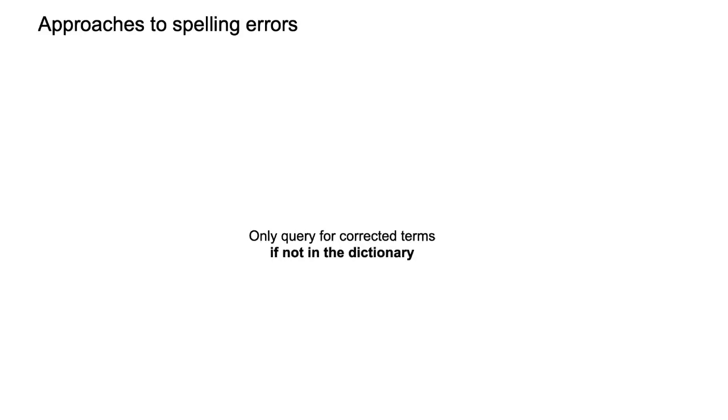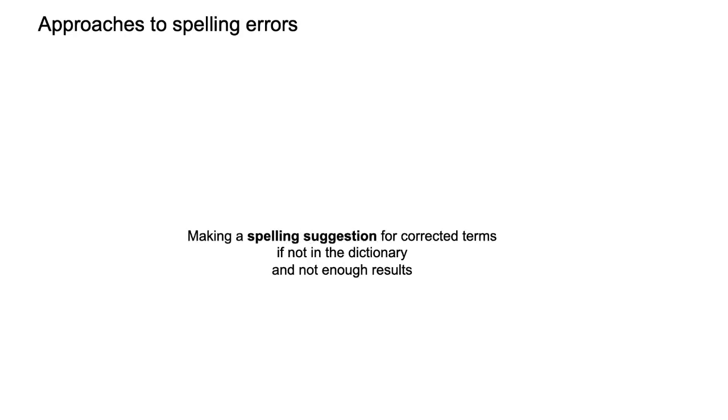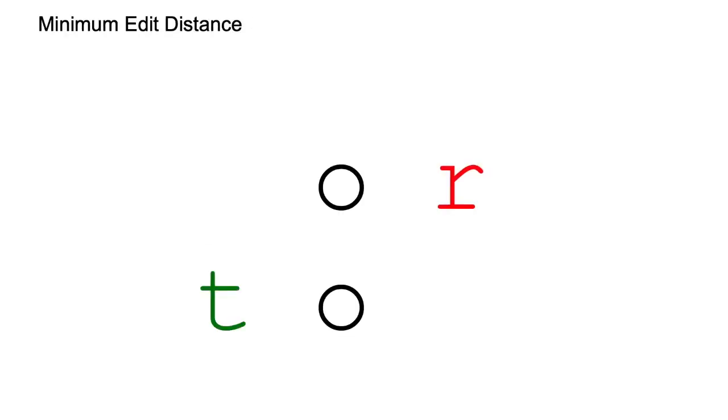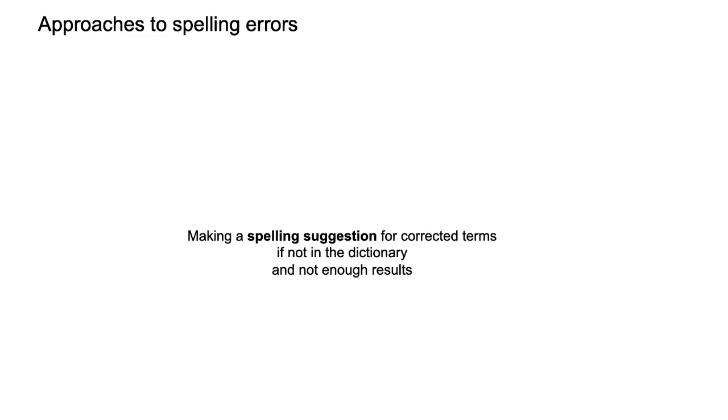If not in the dictionary, that's another strategy. So you query for the corrected terms if the original one isn't found. Or you could also restrict more and say you query for the corrected terms if it's not in the dictionary and there are not enough results, because it might be that it's in there somewhere, but maybe the dictionary is not complete and there are not enough results. Or you could say, okay, no, you're just making a suggestion, right? You're not actually fixing, you're just saying, okay, you might have made a mistake and this is what I suggest that you look for instead, right? So you could make a suggestion.